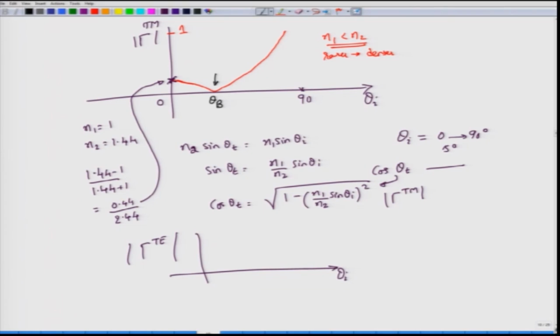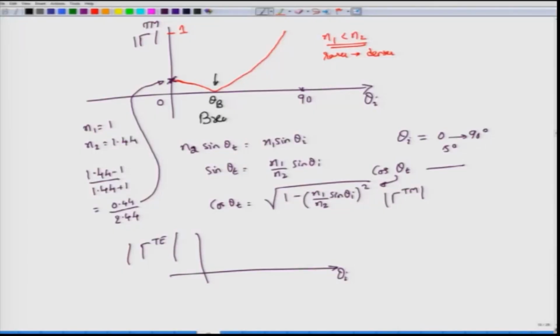When you have an incident light which is purely TM polarized, the reflected light will not at all be present if you incident this transverse magnetic, TM polarized light exactly at an angle given by what is called theta b. So, the entire wave would be transmitted into the second medium, no wave would be reflected when it is TM polarized and the angle of incidence is equal to theta b. This angle theta b is called Brewster's angle after the person who discovered this phenomenon, and this is an extremely important principle that we use to make a lot of optical devices.